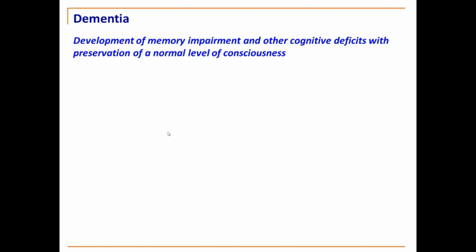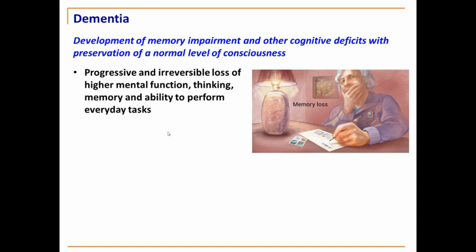So when we're thinking, what is dementia? Well, this is where you get the development of memory impairment and impairment of other cognitive functions with the preservation of a normal level of consciousness. It's irreversible, it's progressive, and there is loss of those higher mental functions of thinking, of your memory, and the ability to perform everyday tasks. And over time, they require more and more help to perform those everyday tasks.